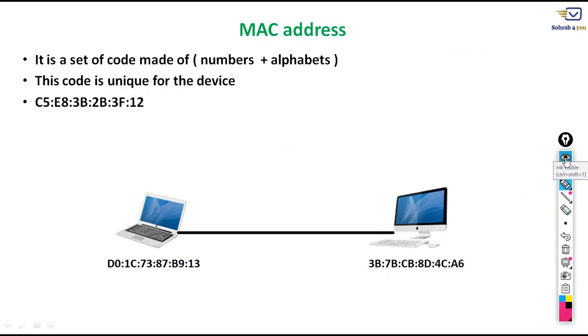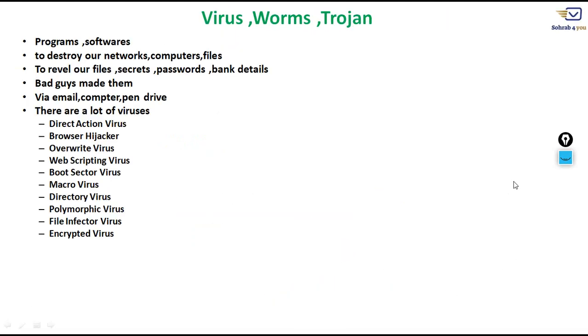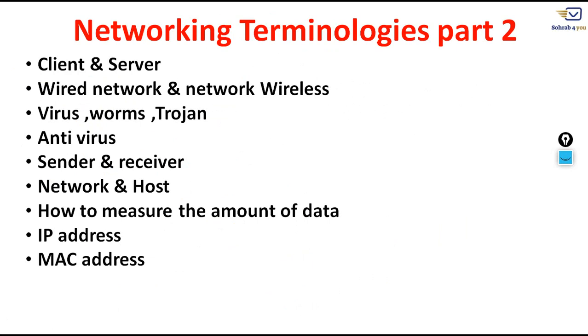Yeah guys, so now let's move to the next. Everything is covered, so let's go to the conclusion. What we have talked about: we have spoken about client and server, which are both computers. Wired network and wireless network. A wired network is a network connected with wires. A wireless network works with waves.